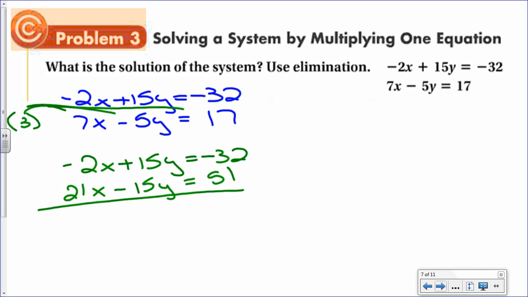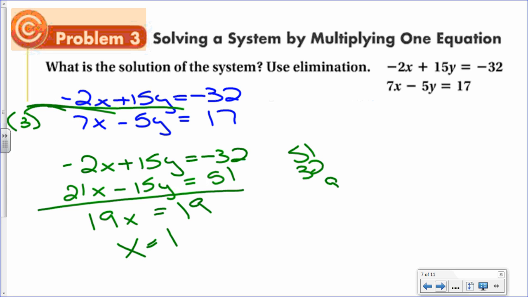Negative 2x plus 21x would give you 19x. The y's eliminate. Putting these two together, we got 51, subtract 32. Let's see. 19, divide by 19, divide by 19, x equals 1.